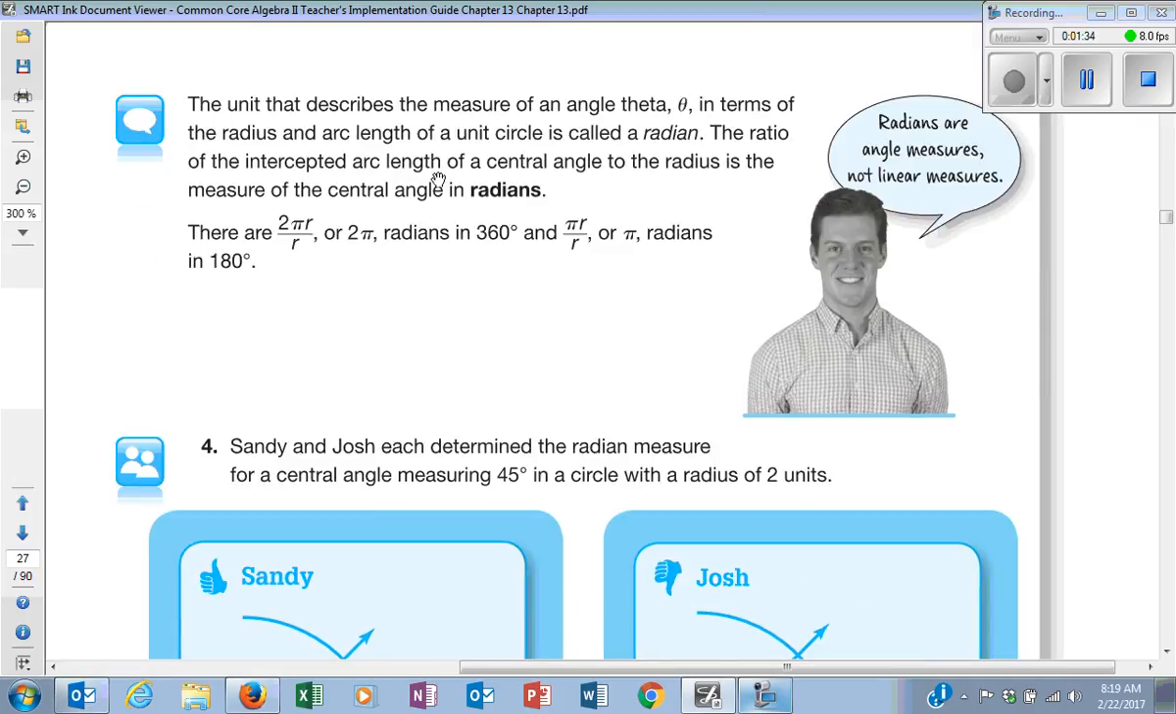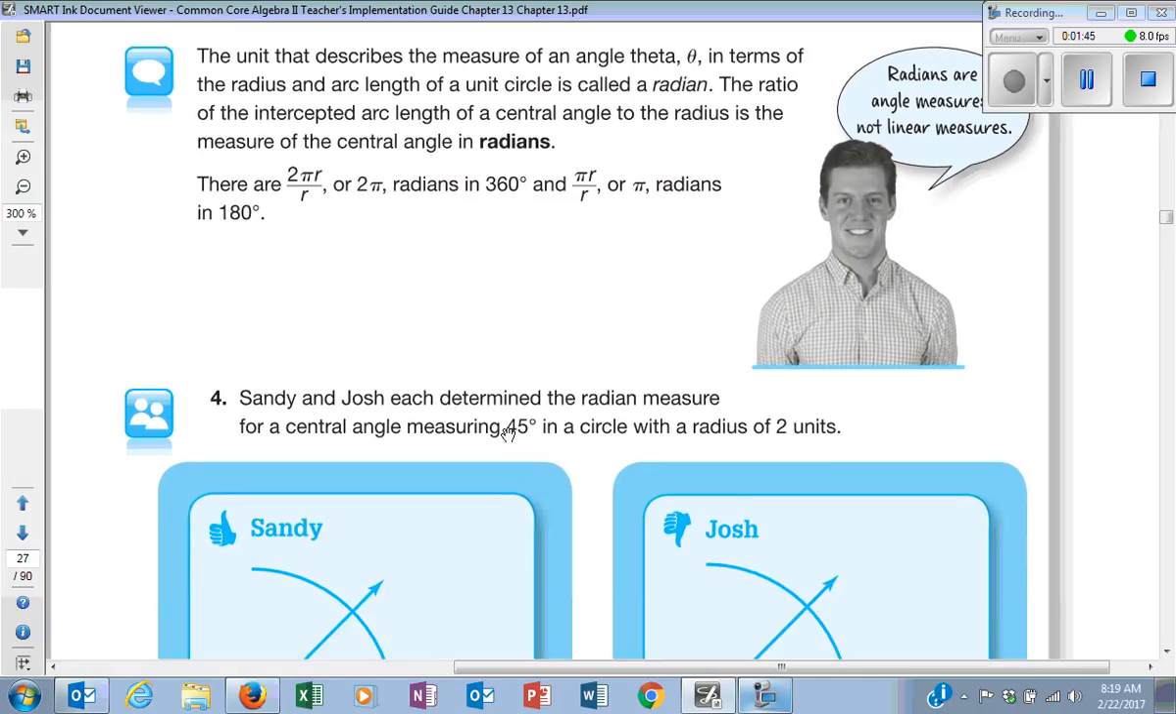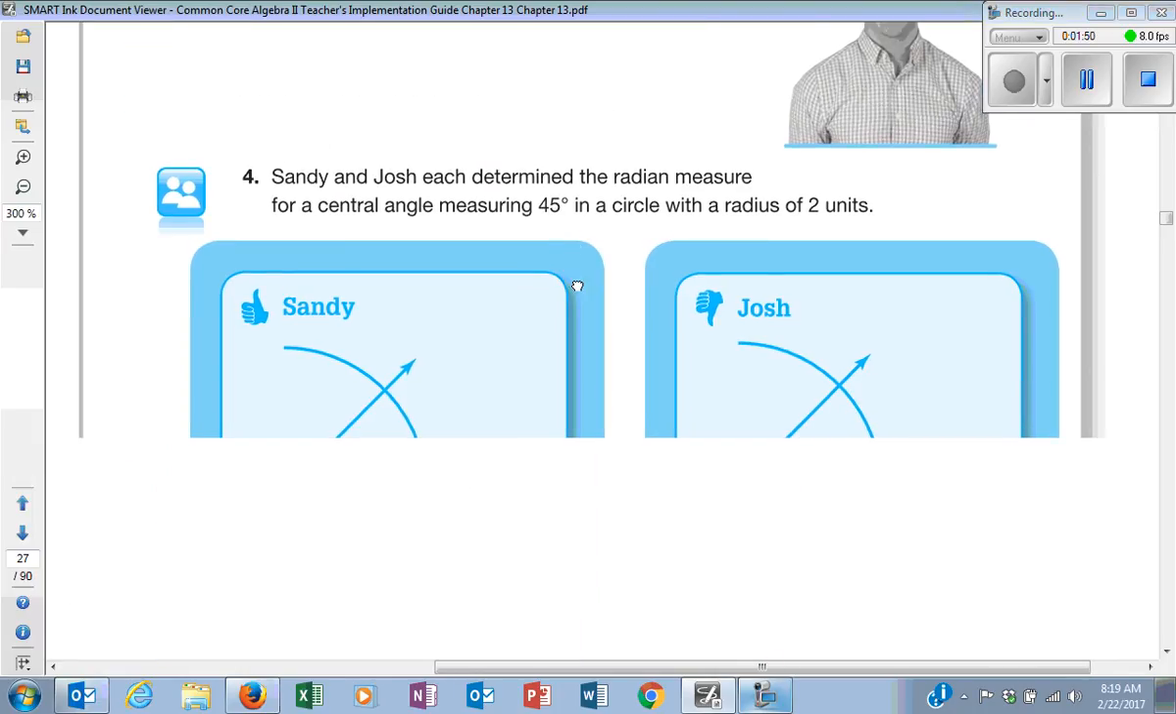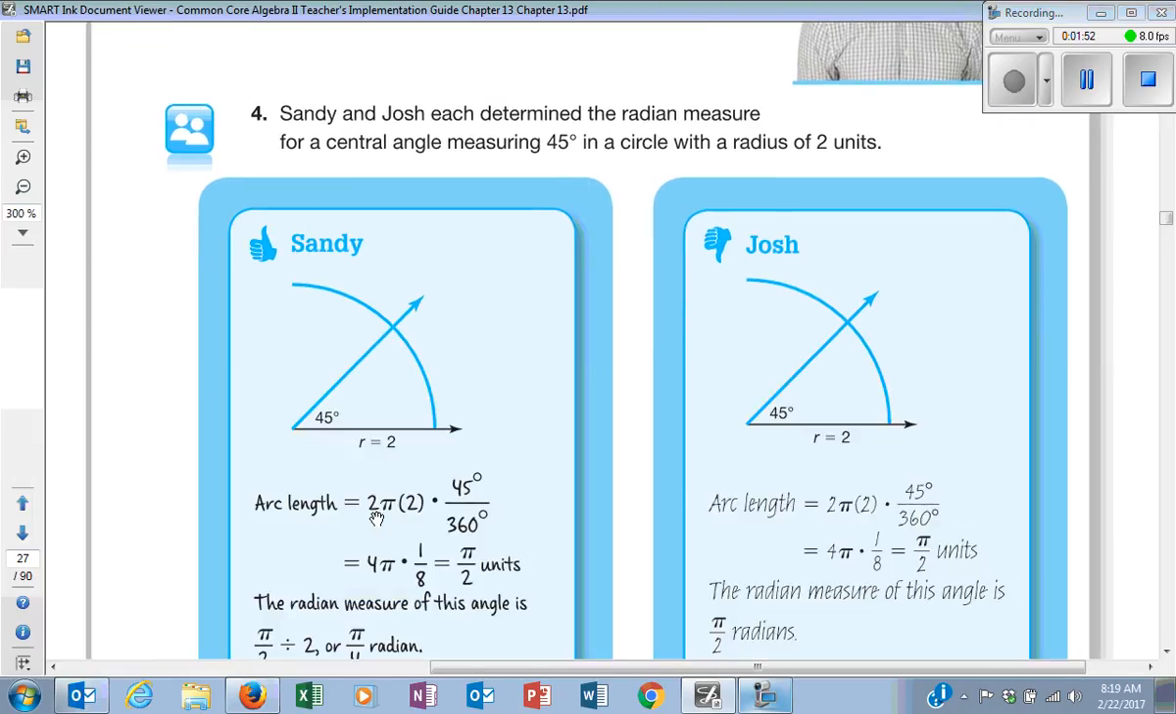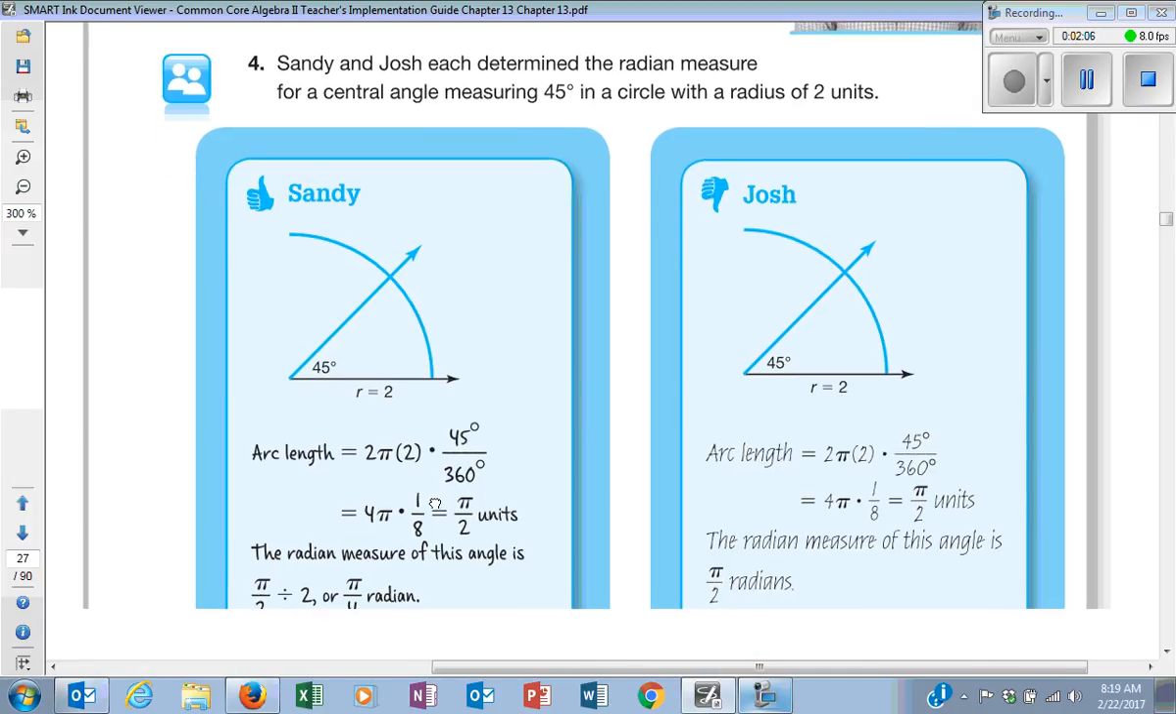I go back up here. What are radians? The intercepted arc length. So what's the first thing I need? I need the arc length. Do you remember yesterday the first thing we did was the arc length formula? It was the arc length equals the circumference times the central angle divided by 360. That finds the length of this arc. Does everybody understand that?